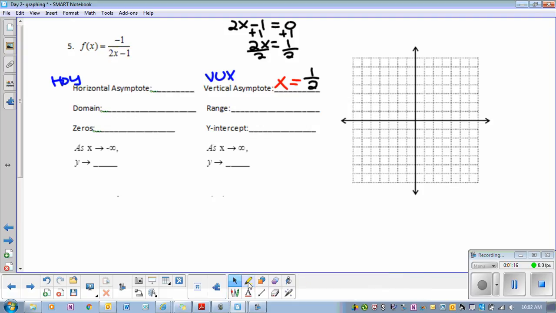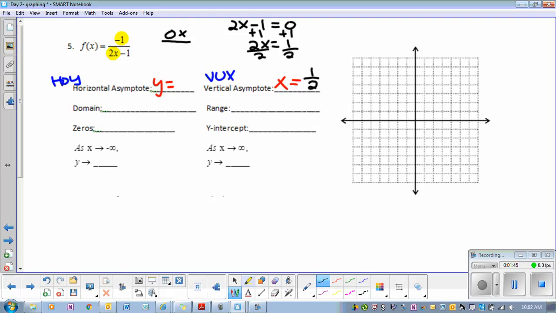All right, so now I'm going to look at my horizontal asymptote, and that one is Hoy. So this one is y equals. Remember with the horizontal asymptote, you have to look at whether I have an x on the top. No, no x on the top. It's just negative 1, so there's no x. That's just 0 x's.